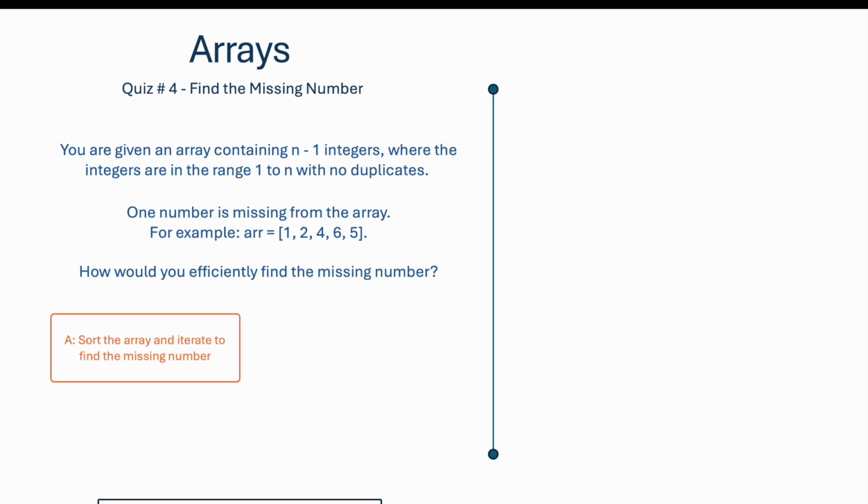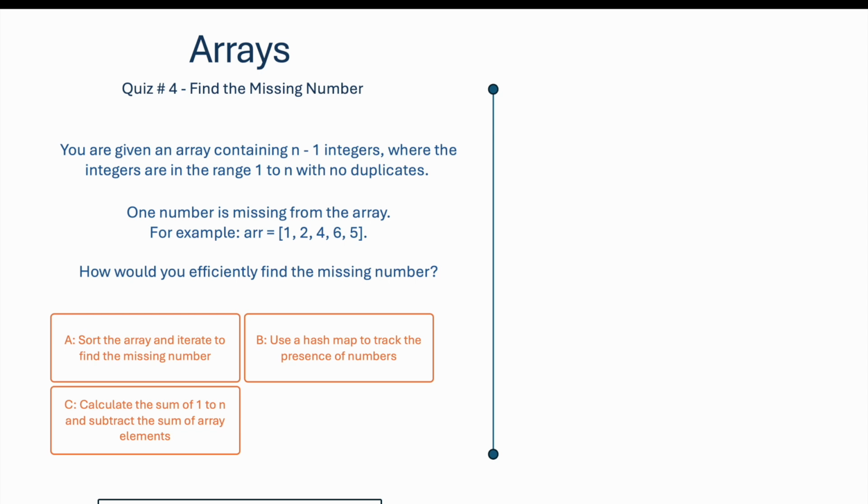A. Sort the array and iterate to find the missing number. B. Use a hash map to track the presence of numbers. C. Calculate the sum of 1 to n and subtract the sum of array elements. Or D. Use nested loops to compare the array with the full range. We'll wait for 10 seconds for you to think.